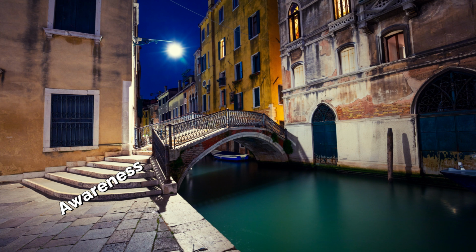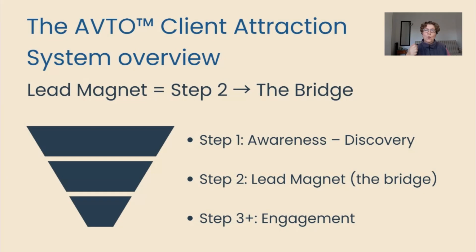So, on the one side, you've got awareness. Someone just discovered you. On the other side is deeper engagement and connection, where you can start nurturing your audience with emails and other resources towards your main offer. Your lead magnet is what gets them across, transforming casual viewers into connected leads. I hope this illustration helped somebody. If it did, please let me know.